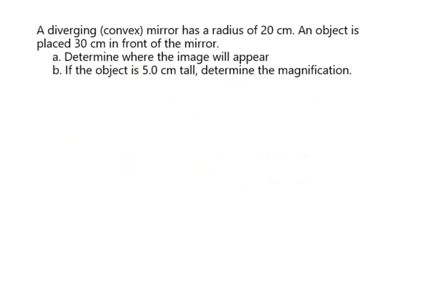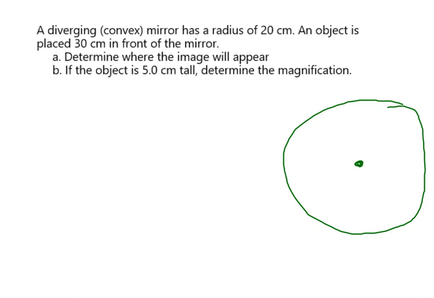Here's what we have. We have a diverging convex mirror with a radius of 20 centimeters. So I'm going to try to draw a full circle over here. Here's the center of the circle, and this radius right here is 20 centimeters. But I don't want the full circle, so I'm going to erase most of it like this.